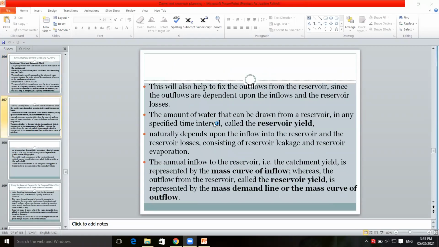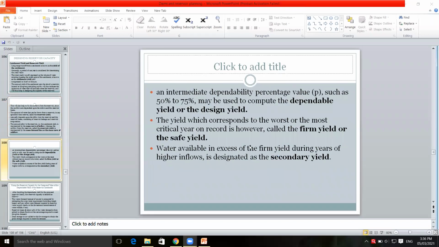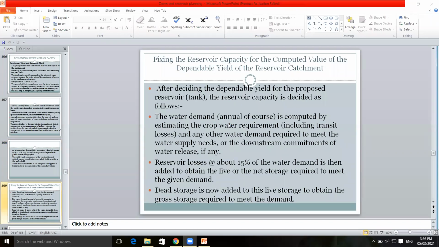The reservoir yield is the amount of water that can be drawn from a reservoir in any specified time interval. That is known as reservoir yield. So from this we draw the mass curve of inflow and mass curve of outflow. Then we calculate the dependable yield or design yield, firm yield or safe yield, and secondary yield. These are the various terms related to finding the reservoir capacity.